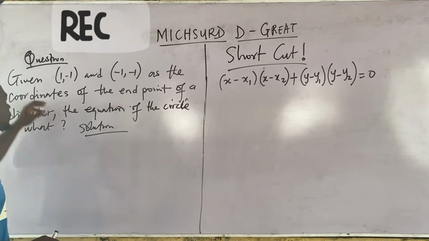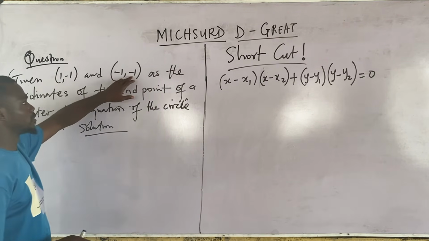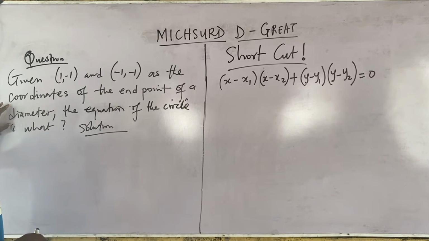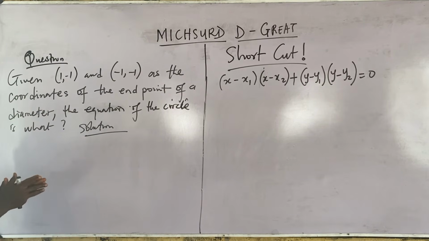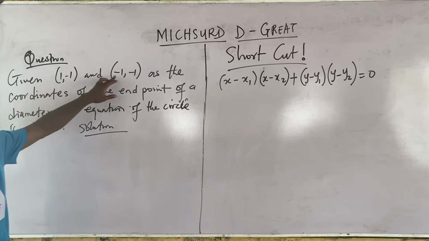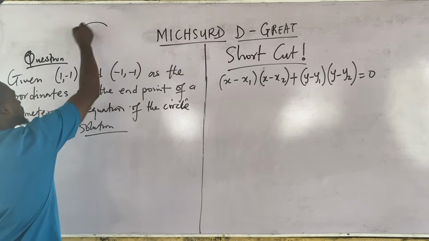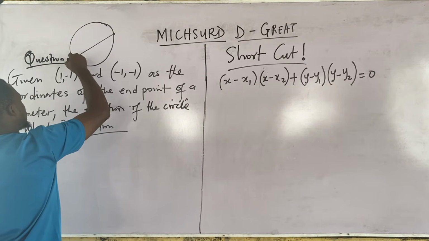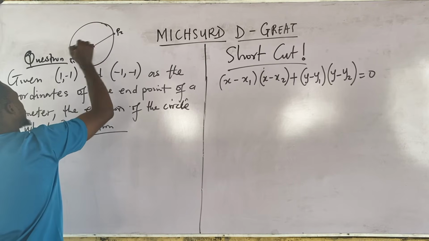We have another question. It says given that (1, -1) and (-1, -1) are the coordinates of the endpoints of the diameter, then the equation of the circle is given as what? So we want to find the equation of the circle where we have the endpoints of a what? Diameter. So this is what we have. The circle is this and the diameter is this. So these are the endpoints P1 and P2. So the center of the circle is located here.